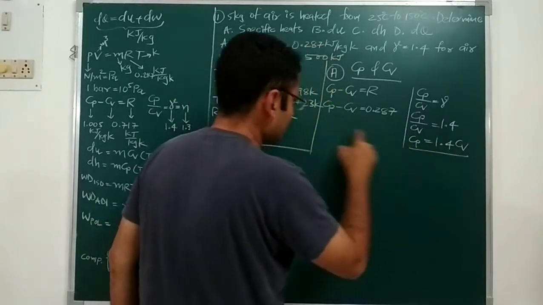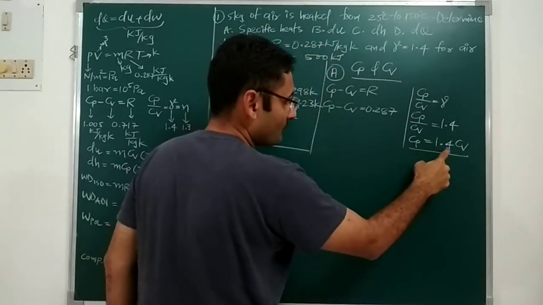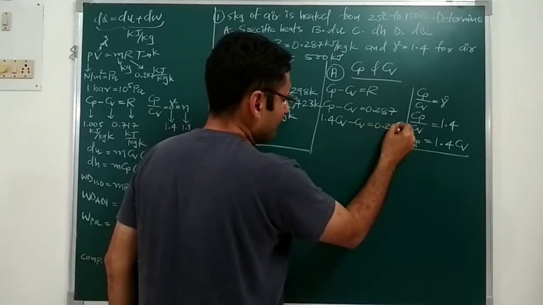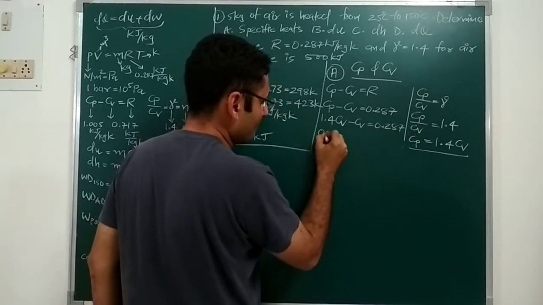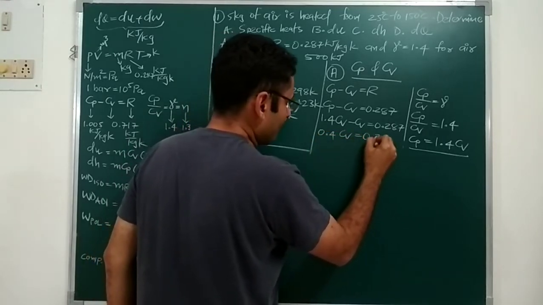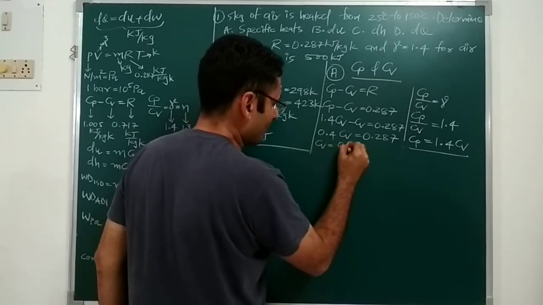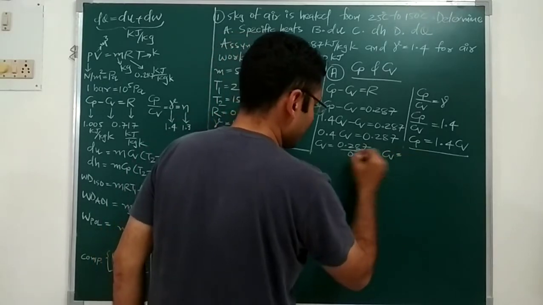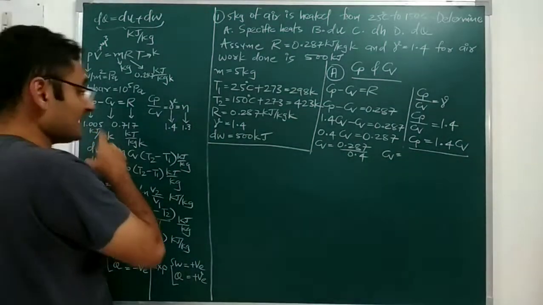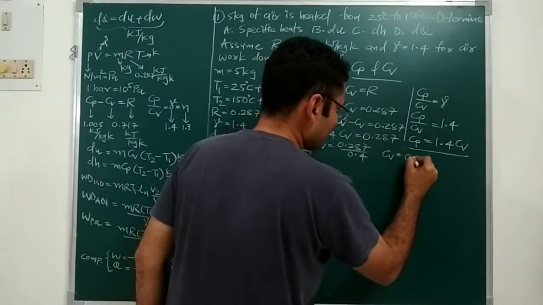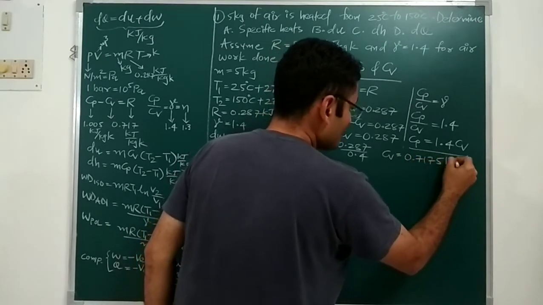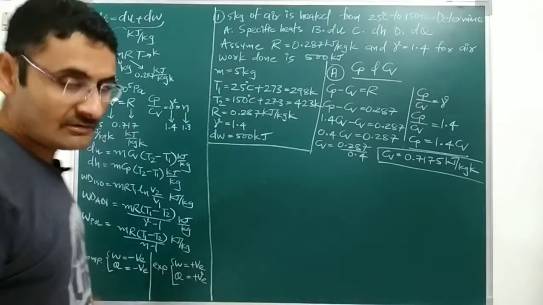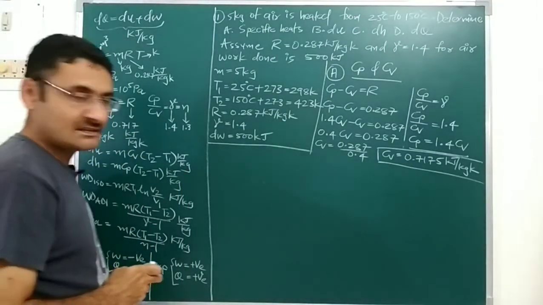Now I will insert the value of Cp over here. Cp is 1.4 Cv, so 1.4 Cv minus Cv is equal to 0.287. So I will get 0.4 Cv is equal to 0.287. So Cv is 0.287 divided by 0.4. With the help of a calculator, you can calculate that value. Cv is about 0.717, but actually if you calculate, you will get 0.7175 kilojoule per kg Kelvin. So that is your final answer for Cv. Let me check: 0.7175. So the approximate value we take as 0.717 if it is not given.